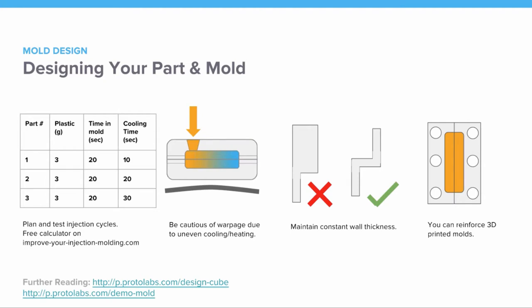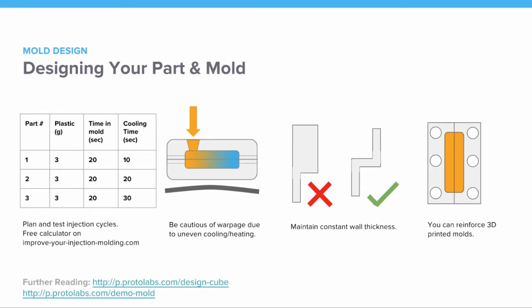I really recommend, at the bottom of the slide, there's two links: protolabs.com, the design cube, and protolabs.com, the demo mold. The design cube shows you design rules for virtually every sort of plastic feature you can imagine, and shows you what happens if you don't do it correctly. So it's a great resource. And then the demo mold shows you how an injection mold goes together. They're both free, and I really recommend checking them out. They're a great resource for designers. So again, it's on Proto Labs.